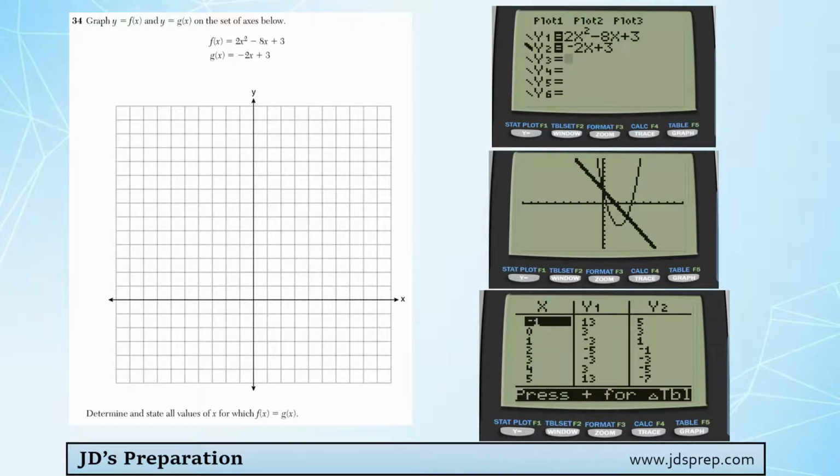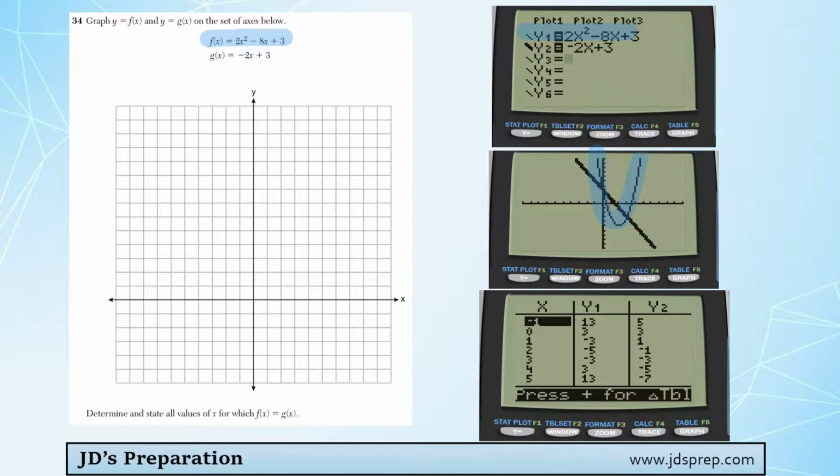In order to accurately graph these two functions, you're going to want to be using your graphing calculator for this question. So you can see f of x, which is 2x squared minus 8x plus 3. I plugged that in as y1, and we can see that that forms this parabola here. Now, to more easily plot it on the piece of paper, we can click the table.